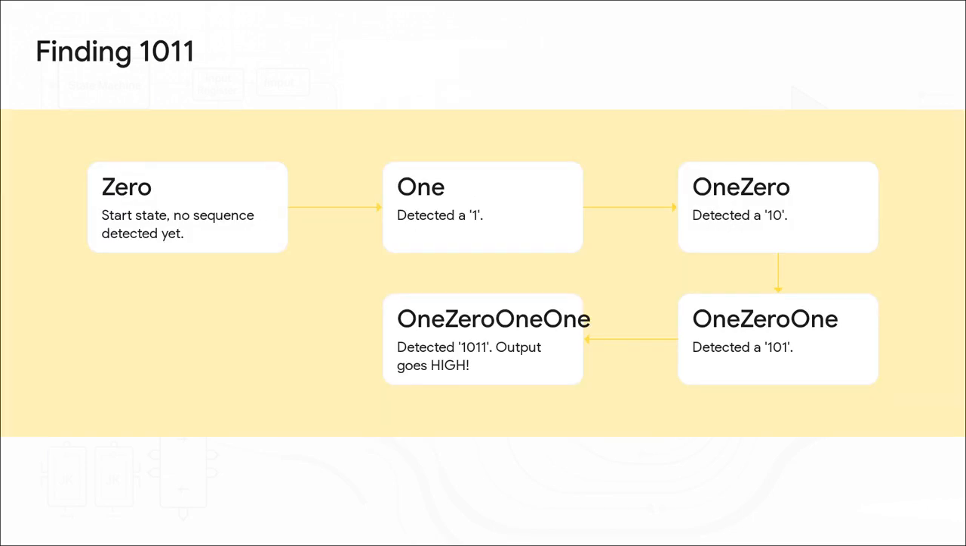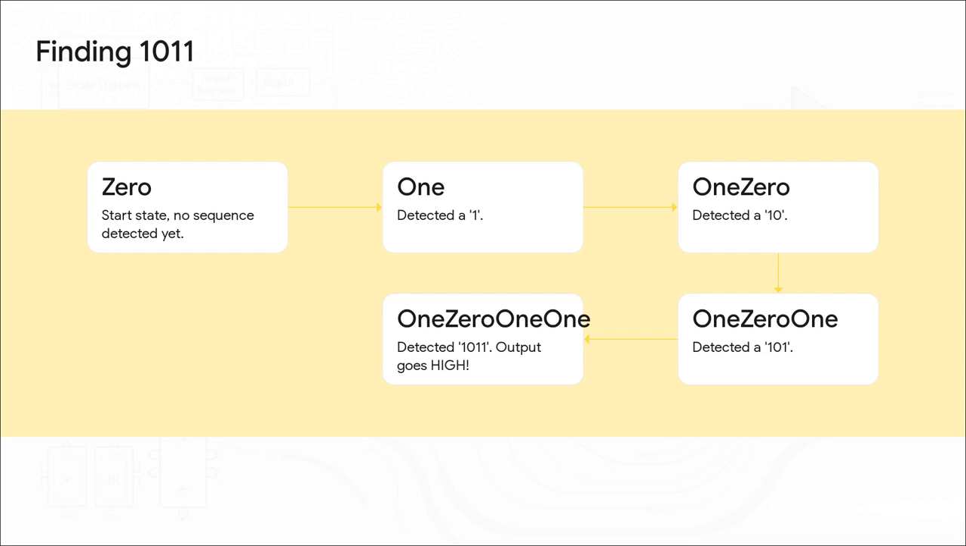Let's actually walk through how this builds step by step when a successful sequence hits. Step 1, we start in the 0 state. We've seen absolutely nothing. Step 2, boom, a 1 arrives. We follow the arrow straight to the 1 state. Step 3, a 0 arrives. Awesome, we move to the 1-0 state. We now have 1-0. Step 4, another 1 comes in. We transition to 1-0-1. We've got 101.